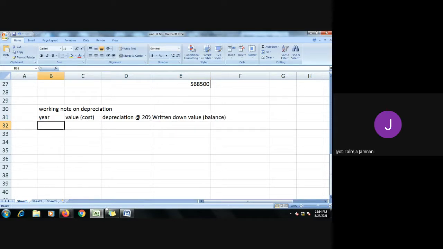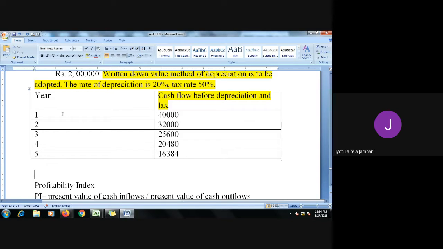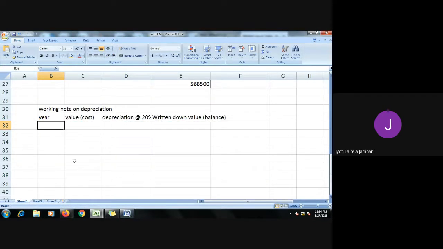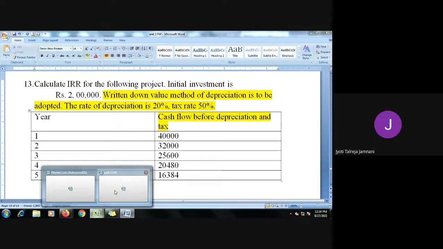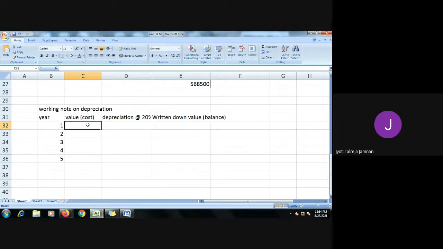Now let's see how we are going to do it. Let's go to the question again. They've given us 5 years data, so here we have from 1 to 5. The cost they have told us is the initial investment, which is 2 lakh rupees. So we are investing 2 lakh rupees. Here the value is 2 lakh, which is the cost of the asset or the initial investment.